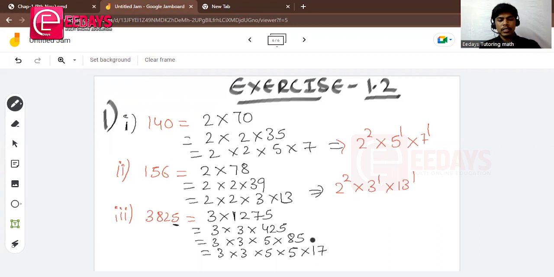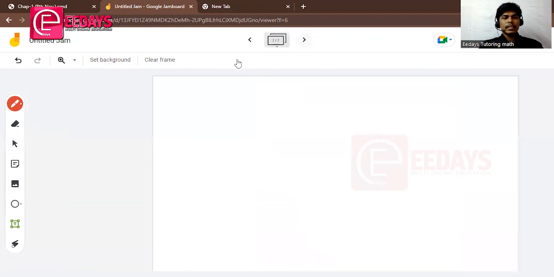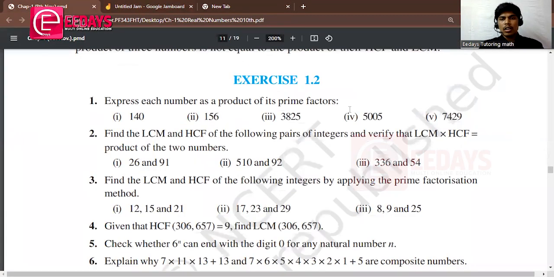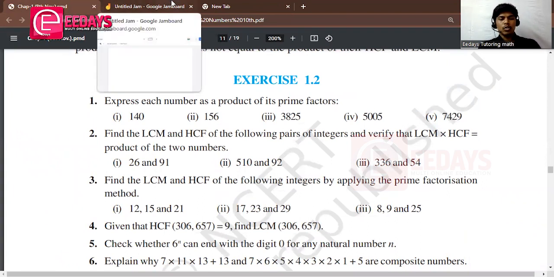And write all the things. What are the things we got? Let's change the color. 3 square into 5 square into 17 power 1. We just stopped here because 17 is a prime number. You can do any number like this. I'll solve one more number and I'll give you another number as a homework part, so try to do it on your own.